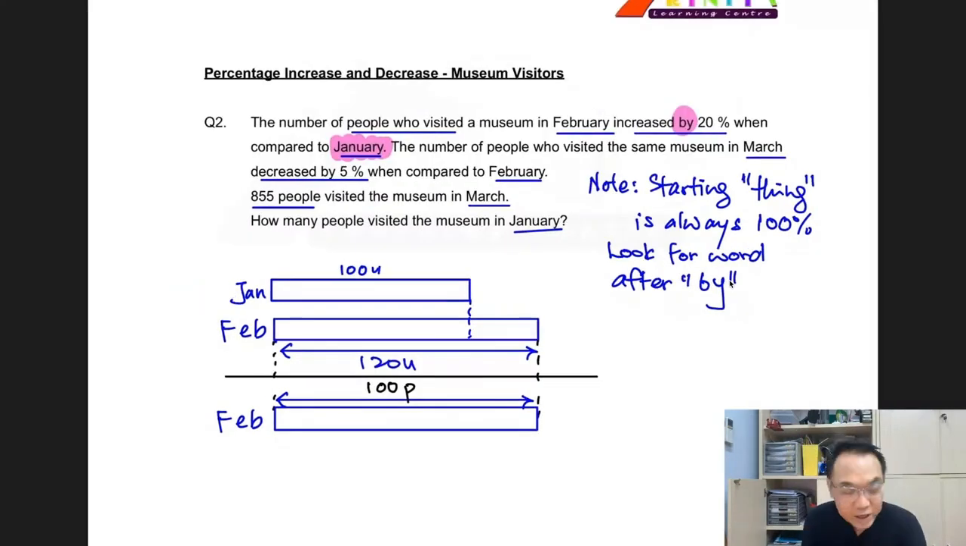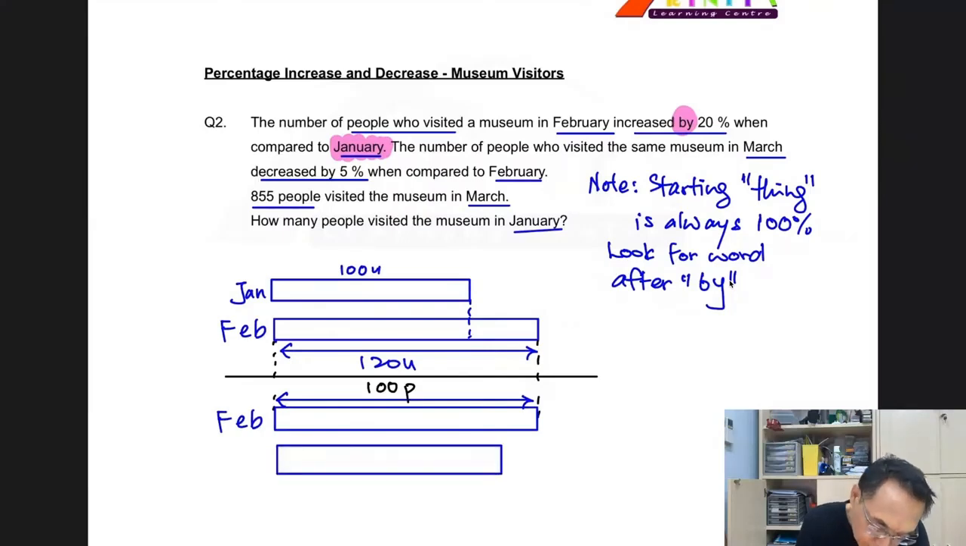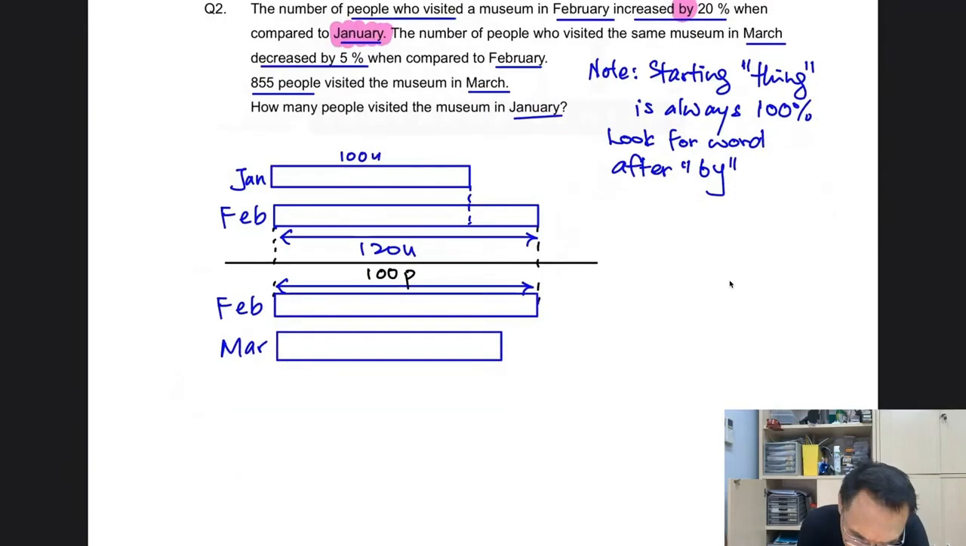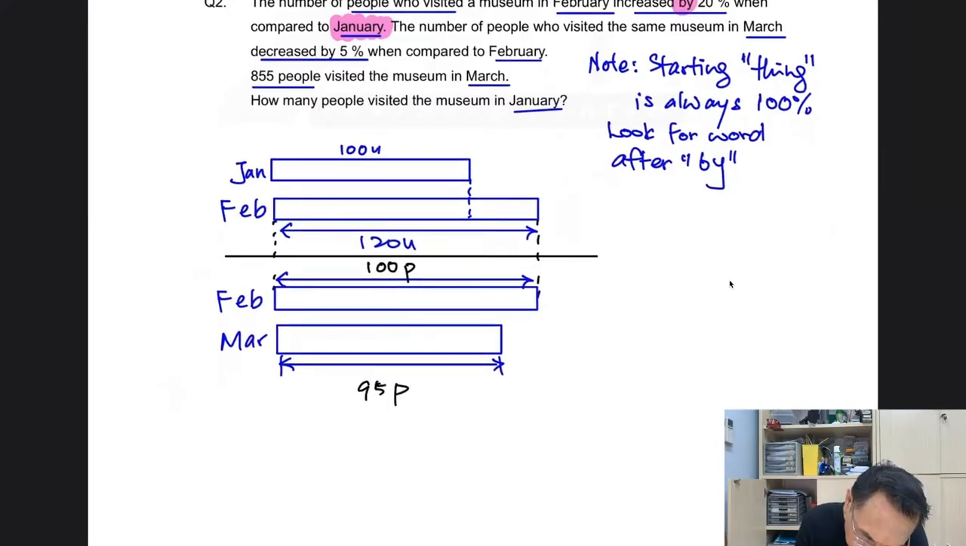Okay, so 95, right? A lot of you said 95, so you'll understand, because according to this question, it says decrease by 5%. So we're going to draw this model, and this model is going to be shorter because it's only 95 parts. And then down here, we put 95 parts, because it is 5 parts less. This is 5 parts, which is 5%.